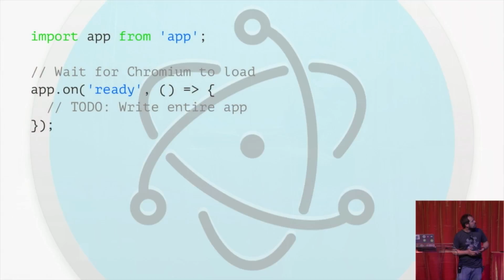So this is like the smallest Electron application we can write. We have this class called app, and it's our way to interact with Electron. It fires this event called ready. Chromium has to set some stuff up before we can do anything, right? Entire app.